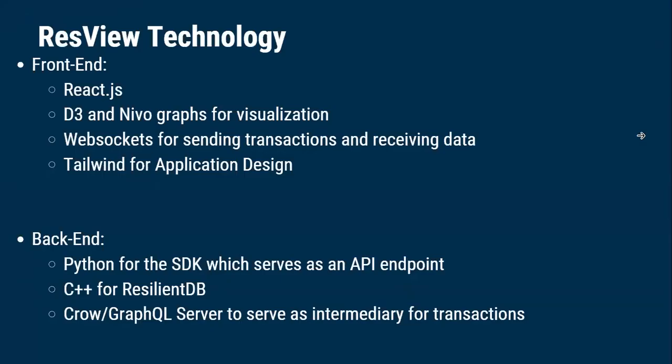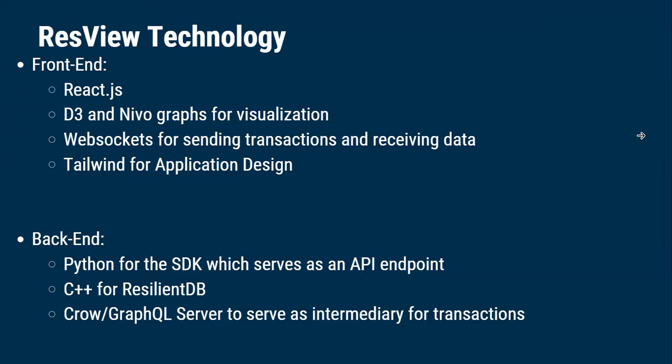How did we build ResView? ResView was built primarily in the front end. It's built on React.js using D3 and Nevo graphs for visualization. In order to collect data from the backend, we use WebSockets to send transactions and receive data. And finally, we make use of Tailwind for our general application design. On the backend, there are a couple of components. When we're sending our transactions, we're hitting a Python SDK, which essentially serves as our API endpoint.